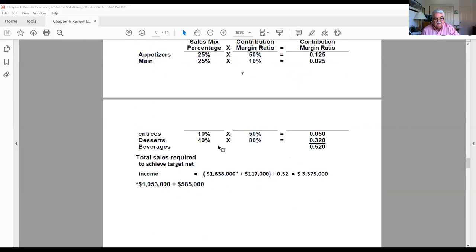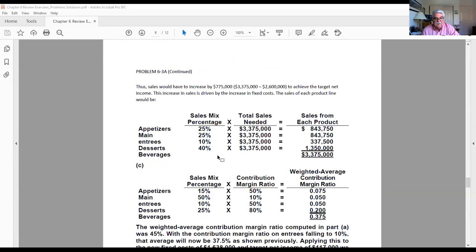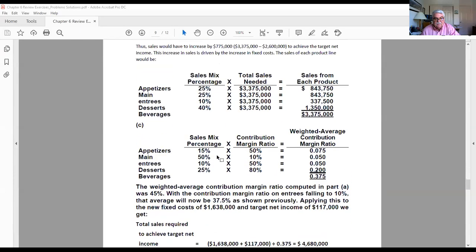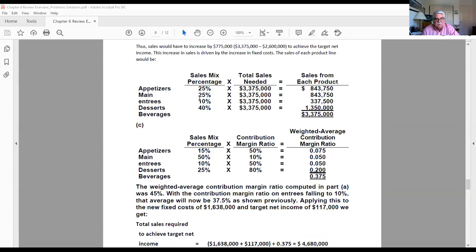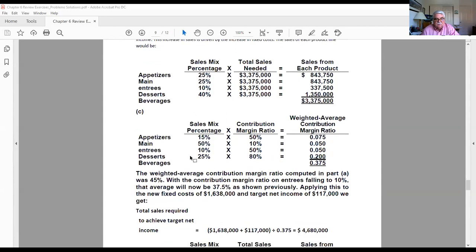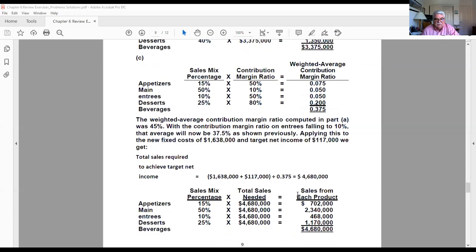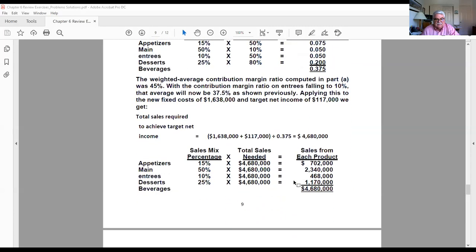That's part C of this problem, and here it is right here. Notice that if the sales mix remains the same, this is part A. Part C, now the sales mix is going to change a little bit. Because of that, the weighted average contribution margin ratio computed in Part A is 45%. With the contribution ratio on entrees falling to 10%, that average will now be 37.5%. Applying this to the new fixed costs and targeted net income, we get sales of $4.6 million.